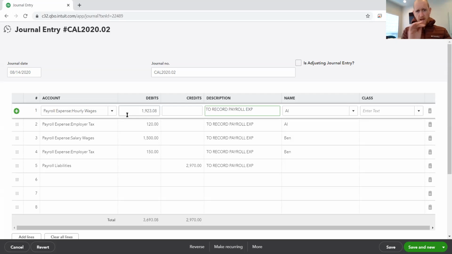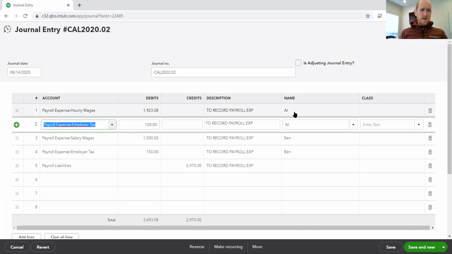So what you do is you go hourly. I put in Al's gross to record payroll expense. I put in the name Al. QuickBooks may not allow you to set up them as an employee. If it does, great. If it doesn't, I just put a vendor. It's fine. Just put him down as a vendor. Doesn't hurt. Okay. Then I put in his employer taxes. His employer taxes were actually $180.39.